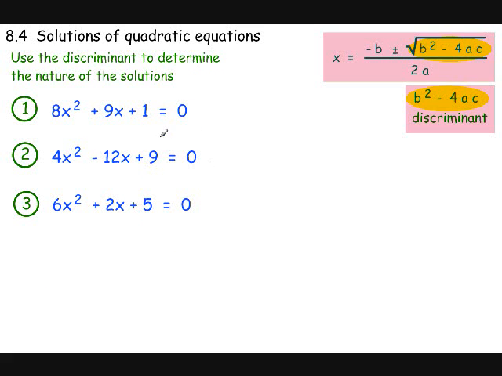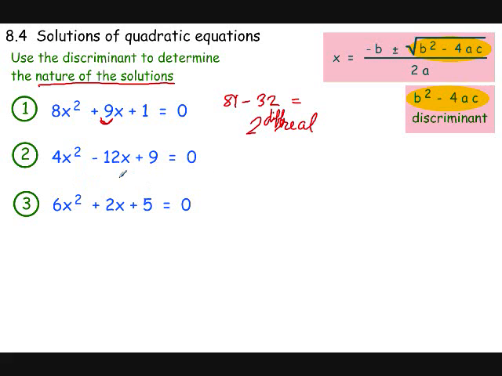Use a discriminant to determine the nature of the solutions. Okay. So we're going to square b, which is the coefficient on the linear. So that'd be 81. A times c is 8, and that's going to be times a negative 4. 8 times a negative 4 is a negative 32. We don't have to solve, right? All we're doing is figuring out the nature of the solutions. So these will be real, and we'll have two different real number solutions.